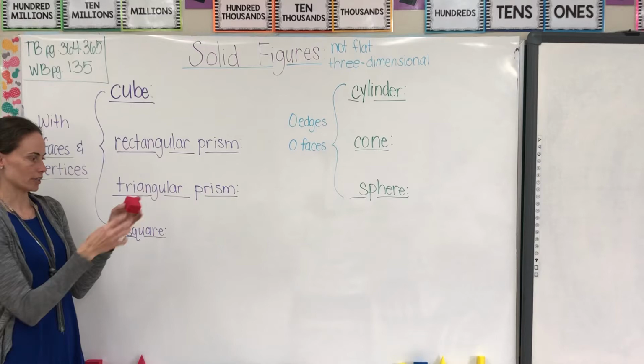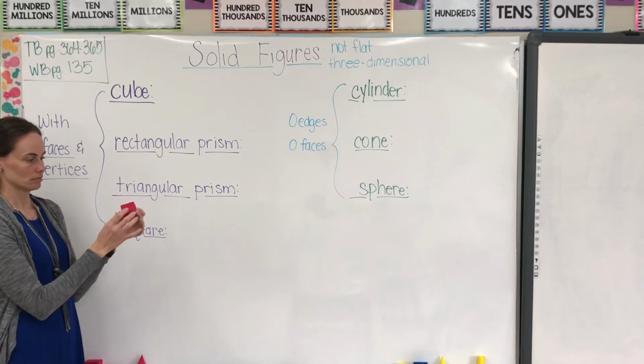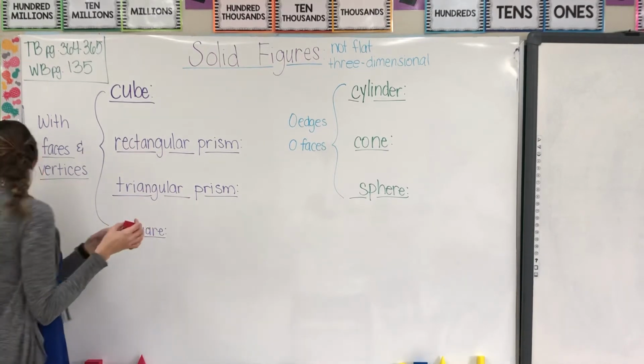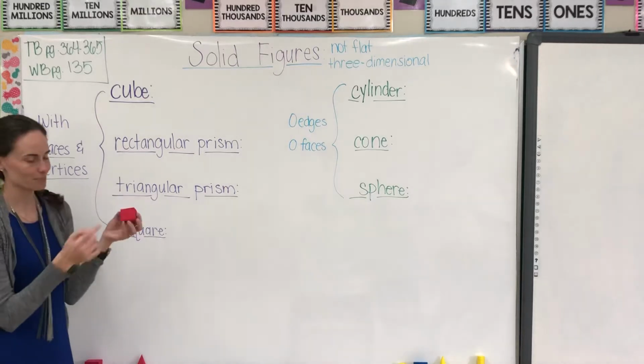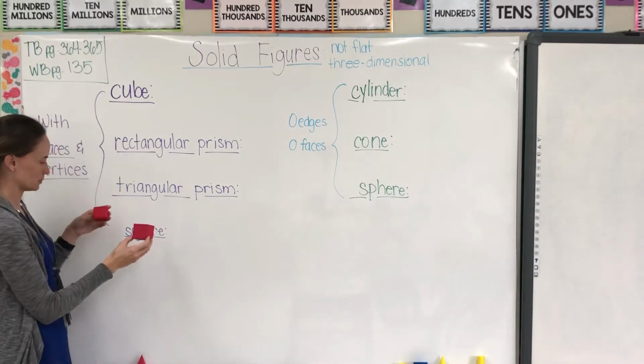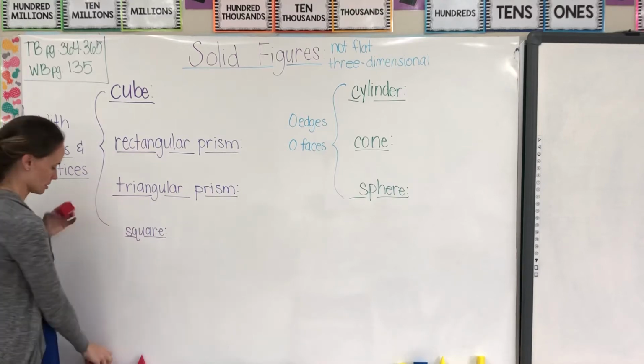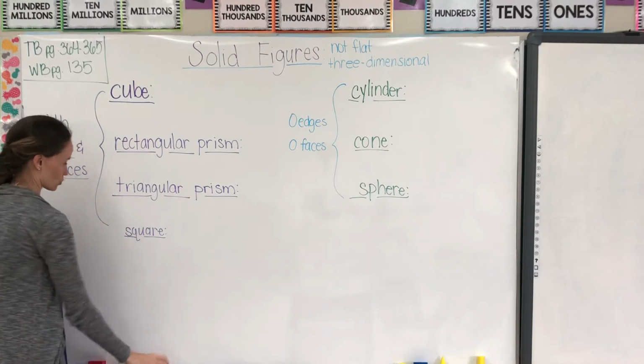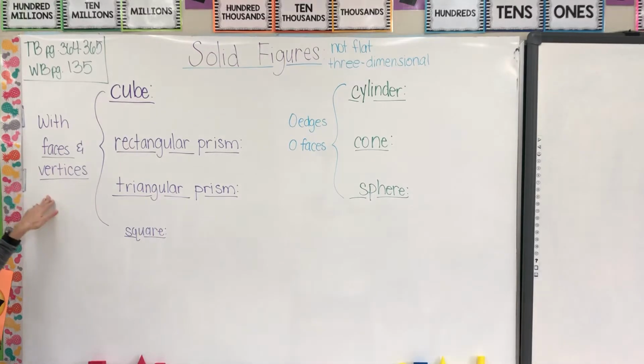This one's a square prism. Yeah, a square prism. And it's like a cube, but it has rectangles and squares. So those all have faces and vertices.